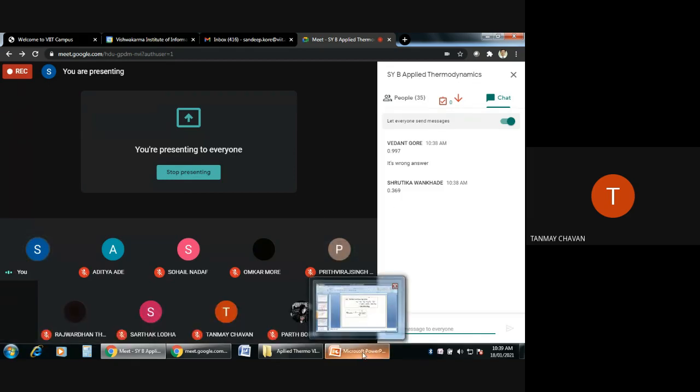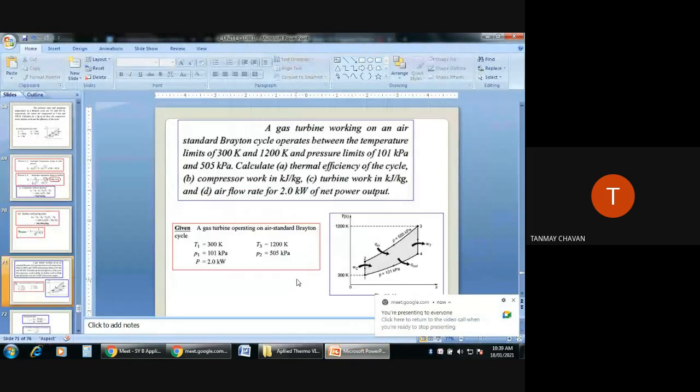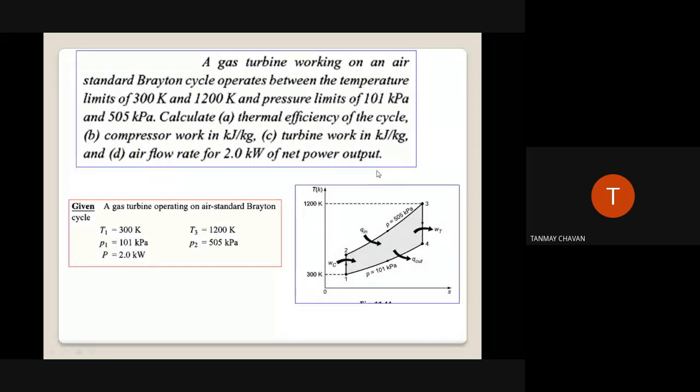So we'll go to the next problem. All of you try to solve it on paper. Okay, so write down the next problem. A gas turbine working on an air standard Brayton cycle. Here it is clearly mentioned the gas turbine is there, working medium is air, working on a Brayton cycle, operates between temperatures of 300 Kelvin and 1200 Kelvin. The pressure limits are 101 kilopascal and 505 kilopascal.